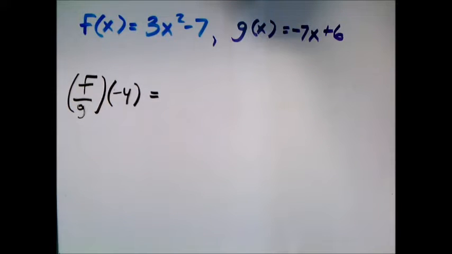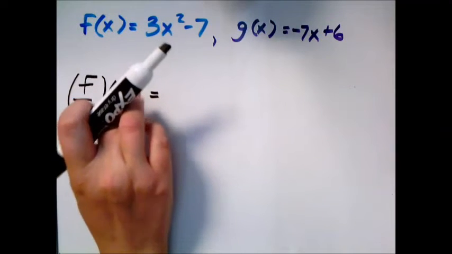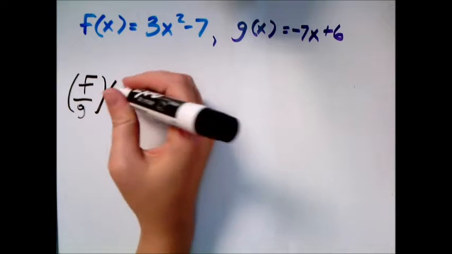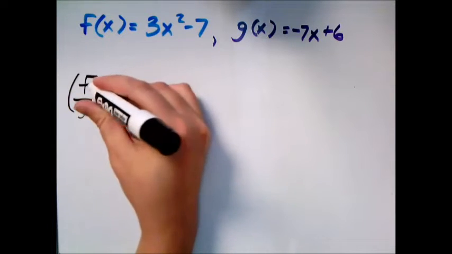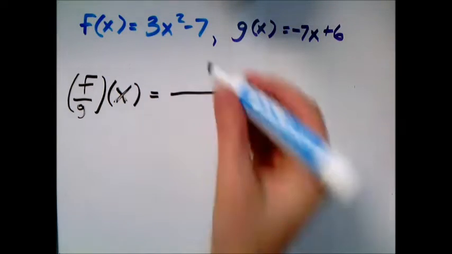So here we have two functions f and g, and they're asking us for f over g of negative 4. So what I like to do first is let's see if we can come up with what is f over g of x, because they're literally asking us to just take two functions that already exist and divide them. And so literally it's just one function divided by the other one.